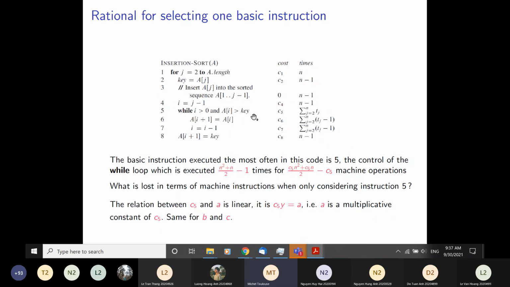I have a set of candidates of basic instructions, and my goal is to find the one that is executed the most often, in order to express the running time of these algorithms only in terms of this one. So C5, the while loop, is clearly the one that is executed the most often according to our mathematical analysis, okay? That's the largest term among all the terms in the previous expression. So we can conclude that this one is executed the most often. Let's say I select this one as a representative of the running time of my algorithms.